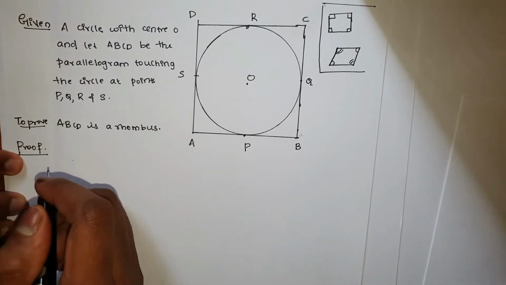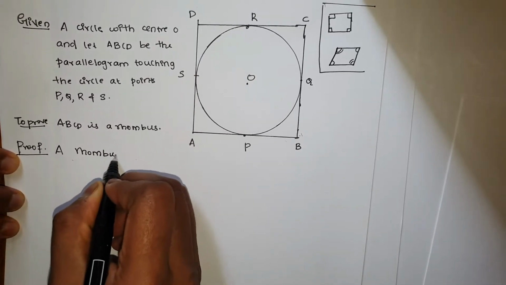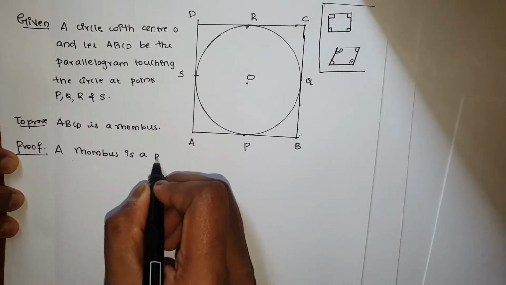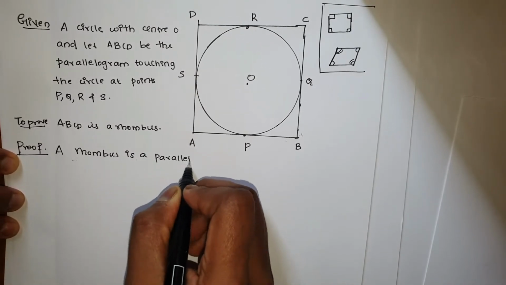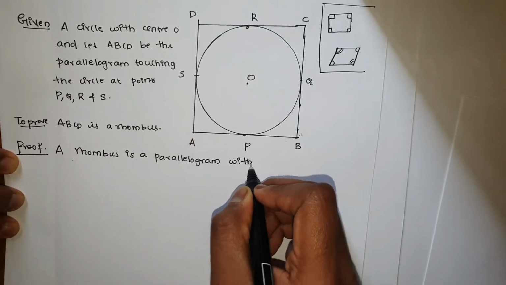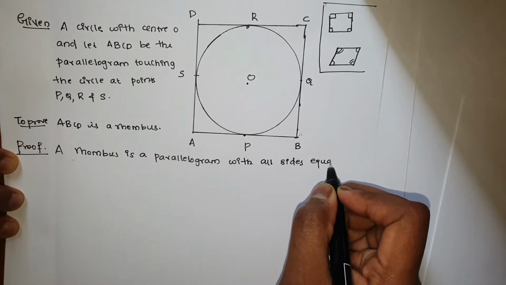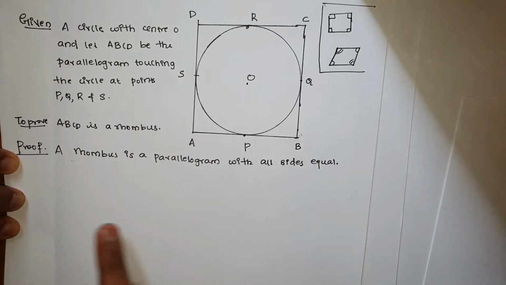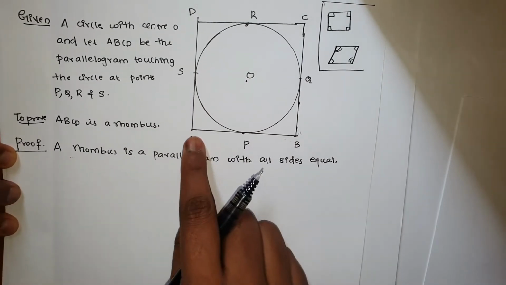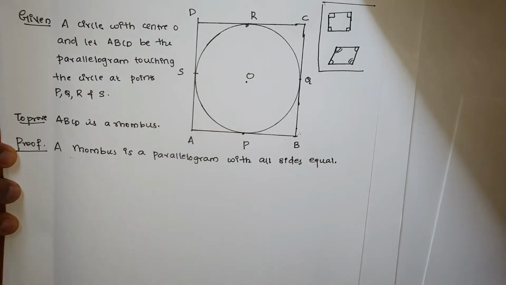Okay. So, what is a rhombus? A rhombus is a parallelogram with all sides equal. Okay. So, we have to prove all the sides are equal. First, in the question it is given that this ABCD is a parallelogram. So, what is a parallelogram? A parallelogram has opposite sides equal and parallel.